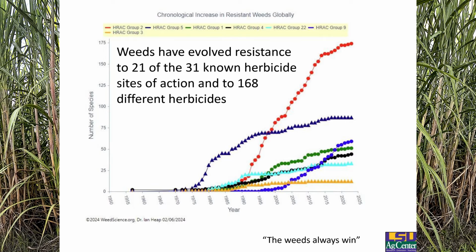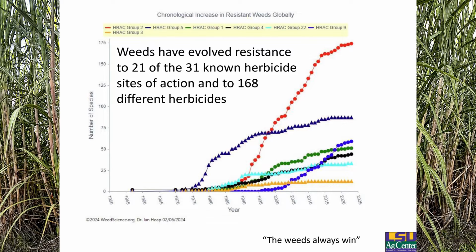So here we have a chronological increase in resistant weeds globally. You have the number of species on the y-axis and the year on the x-axis, from 1950 to 2025. As you can see here, the red is ALS. That's a pretty common mode of action that resistance occurs to.